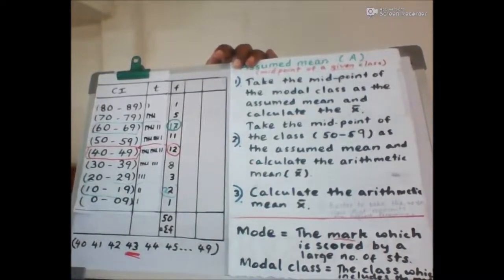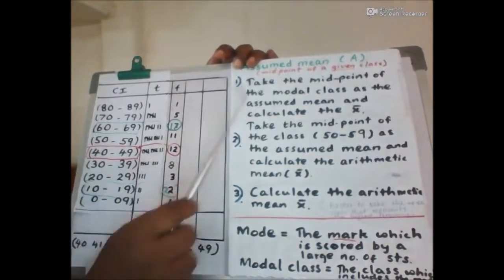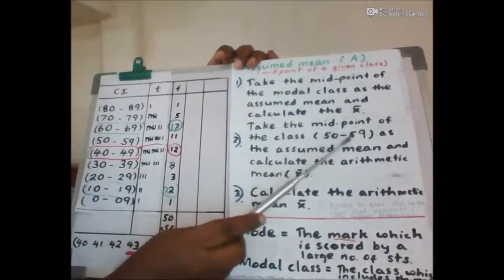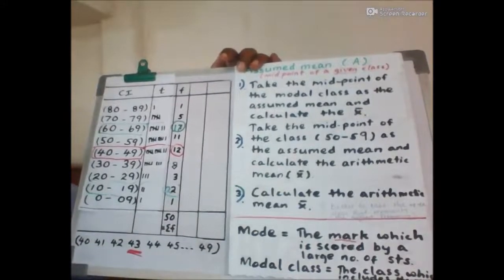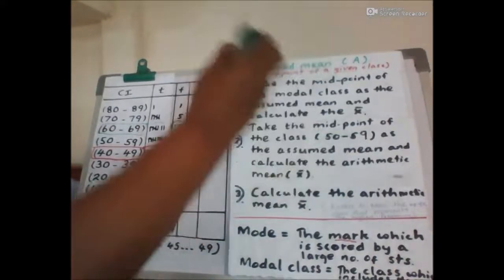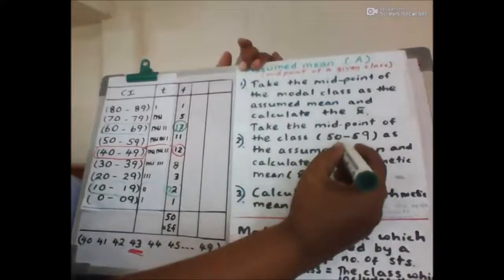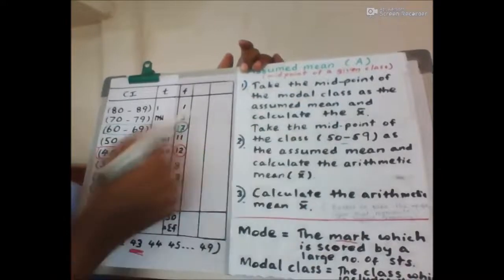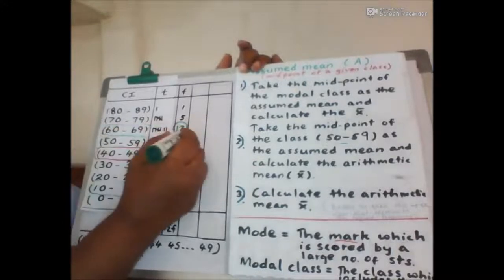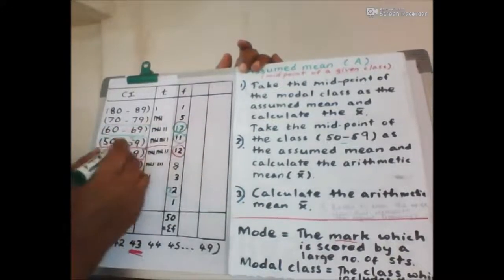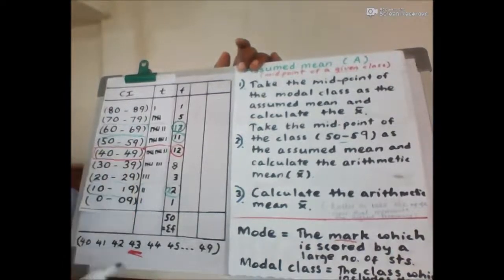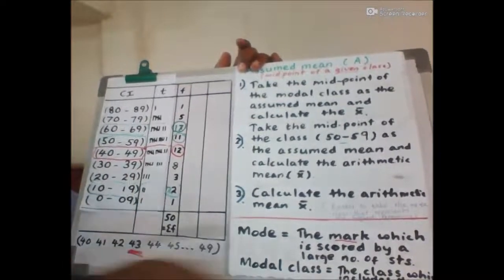That's the assumed mean. Sometimes they will ask you like this: take the midpoint of the class 50 to 59 as the assumed mean. They mention a particular class. In that case, you will have to go to this one. This is the class they have mentioned. So, where's 50 to 59? This is the modal class. So that one also you have to circle. Then the assumed mean is 50 plus 59 divided by 2. That's the assumed mean.